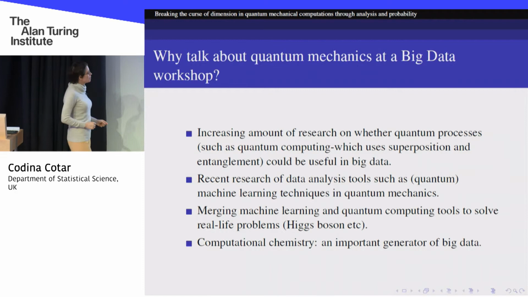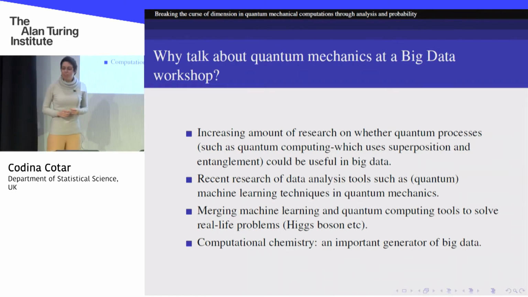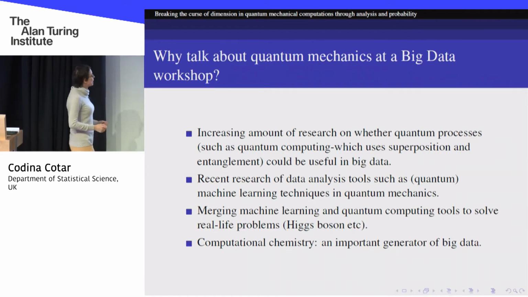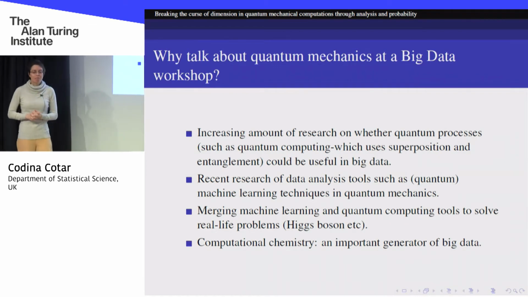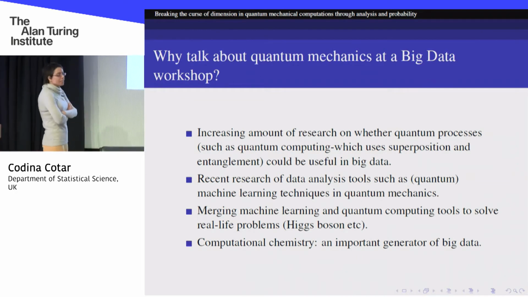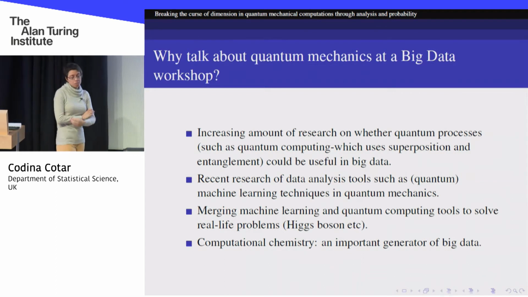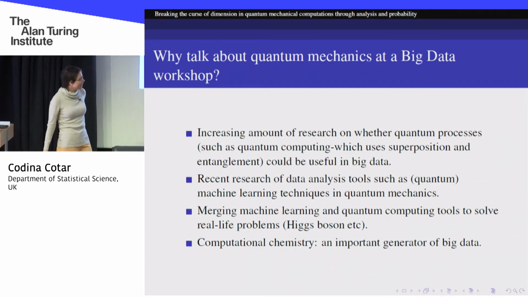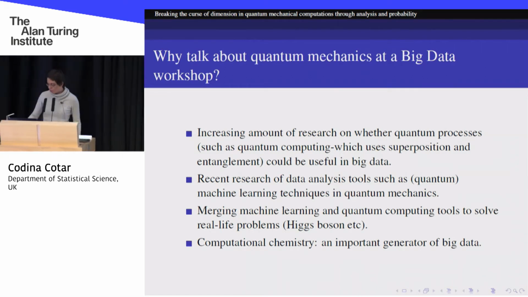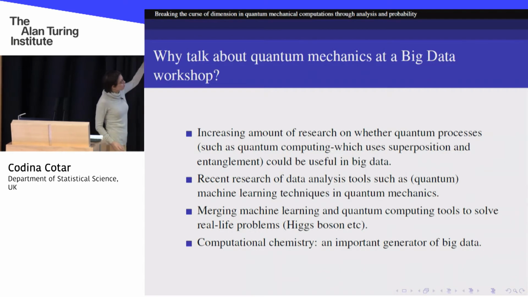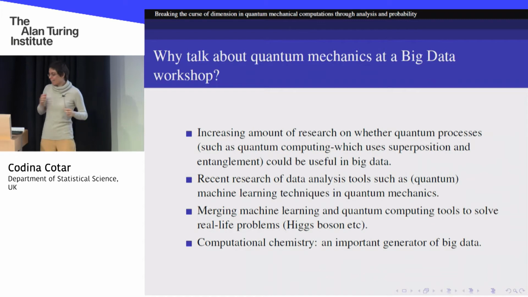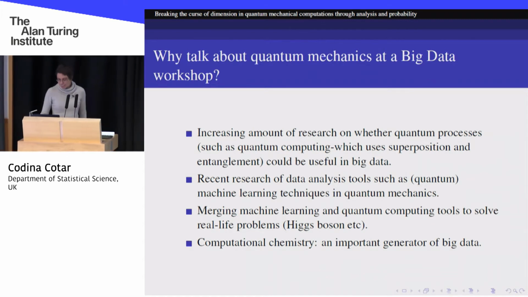There's, of course, a third possibility where you can use both quantum mechanics and machine learning tools to solve other real-life problems. And this has already started to be done for the Higgs boson. Now, last but not least, computational chemistry, where quantum mechanics is heavily used. It's a big generator of big data. And that's where quantum mechanics plays quite an essential role. So there's a lot of ways in which you have interaction between quantum mechanics and big data. And there will be some more later on.